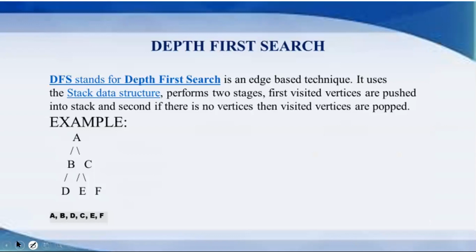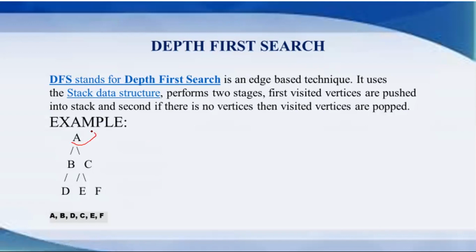Now we start DFS. DFS stands for depth first search. It is an edge-based technique. BFS is a vertex-based technique. DFS uses a data structure called a stack, and BFS uses a data structure called a queue, right? Then what will it do? It will first visit vertices, which are then pushed into the stack, right? First we visit the vertex and push it into the stack, and second, if there are no more vertices, then visited vertices are popped out, right? So the stack is pushed in and popped out. Clear?